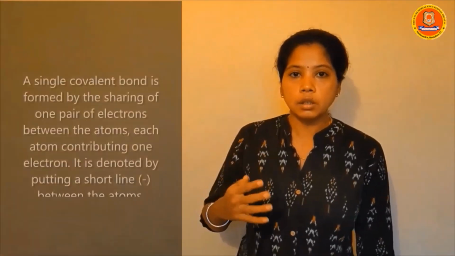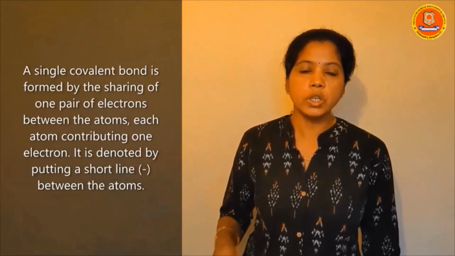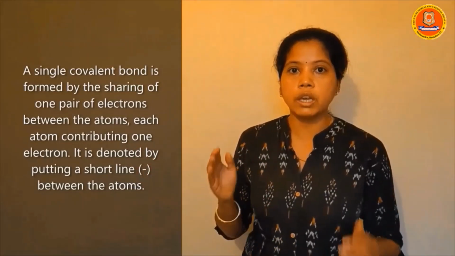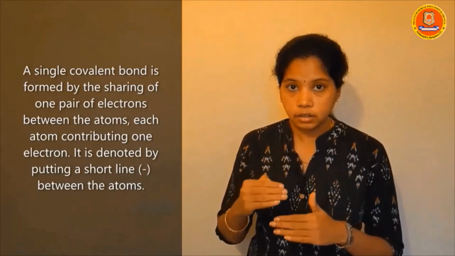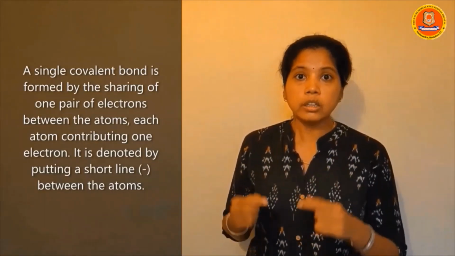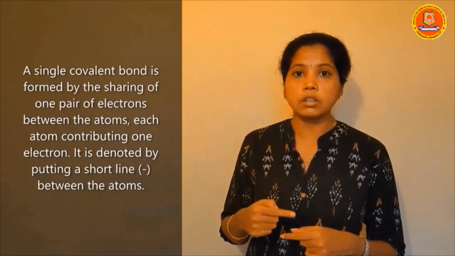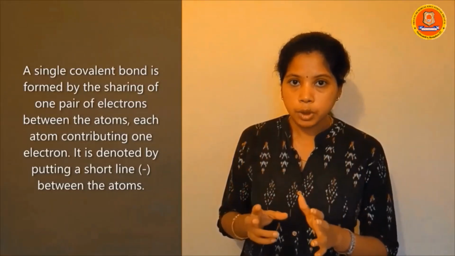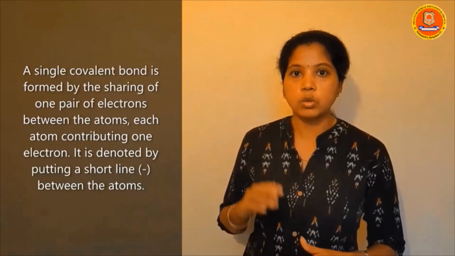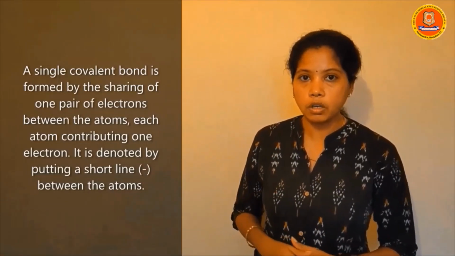So the first bond is the single covalent bond. Now what do we mean by a single covalent bond? As the name indicates, it's a single covalent bond. Single means we just have two electrons involved in the bond formation. So that's the reason we call it a single. I'll give you another way. A single bond is supposed to have two electrons. For a bond formation, we should have a minimum of two electrons. So therefore, we call it a single covalent bond.